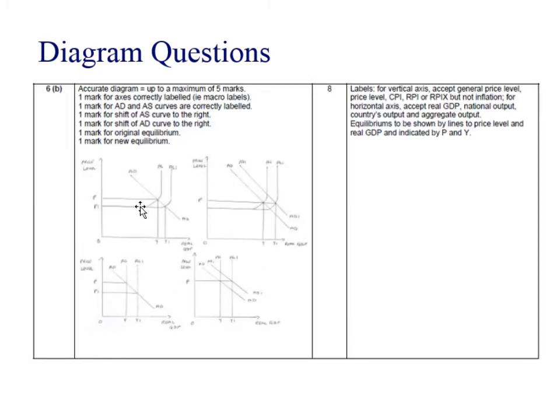And here we've got a diagram with aggregate supply increasing, and here you could have a diagram of just aggregate demand increasing, and here we have a diagram of them both increasing. You get a maximum of 5 marks for the diagram: 1 mark for axes correctly labelled, 1 mark for AD and AS correctly labelled, 1 mark for shift of AS to the right, 1 mark for shift of AD to the right, 1 mark for your original equilibrium and your new equilibrium. That just means doing your dotted lines and your Y and your P on your axes.